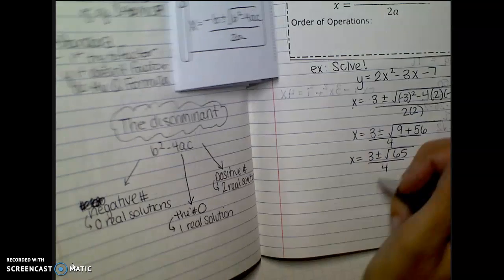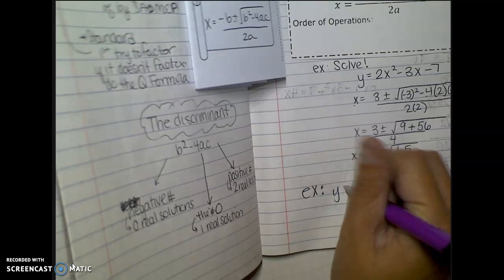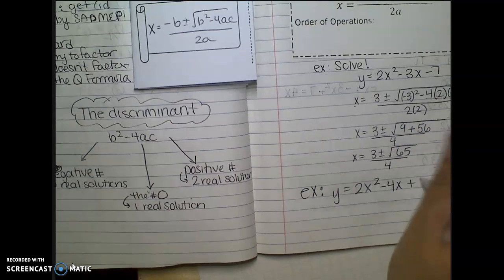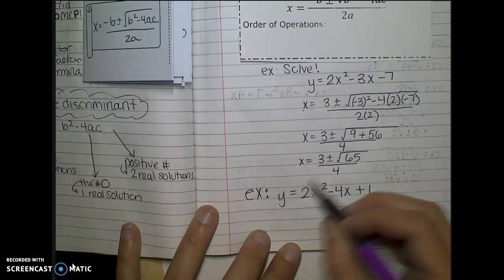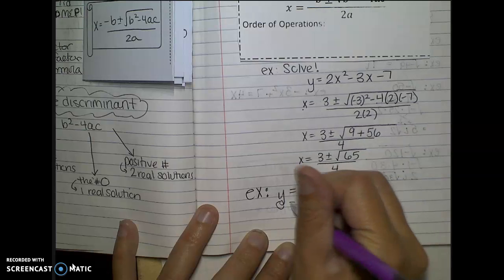So if I did, for example, y equals 2x squared minus 4x plus 1. Let's say I can't factor that. Or even when I try, yeah, I realize I can't, or maybe I don't want to. So I replace y with 0.